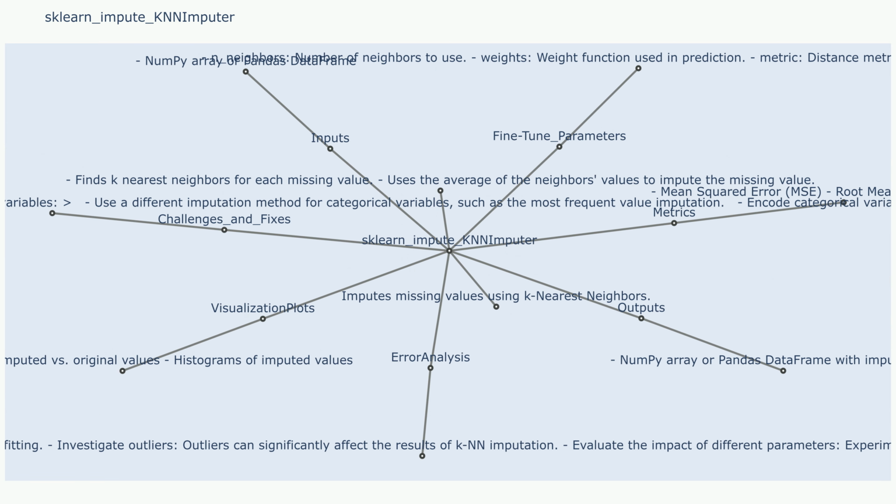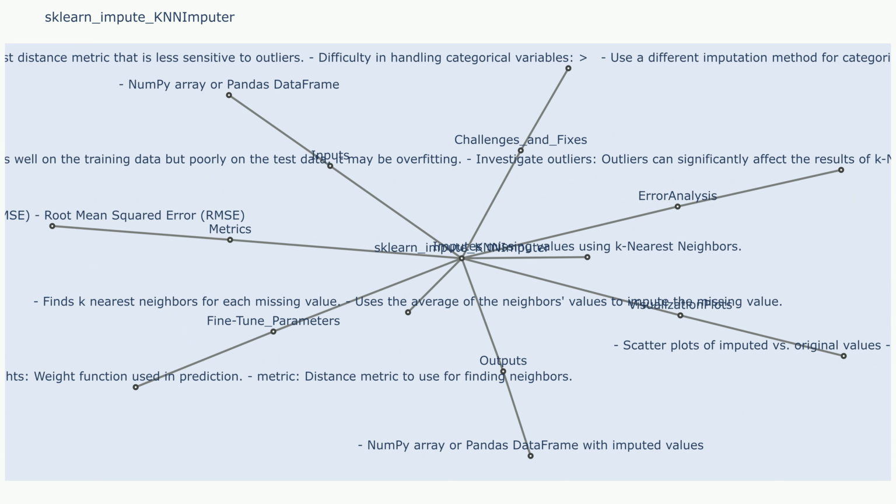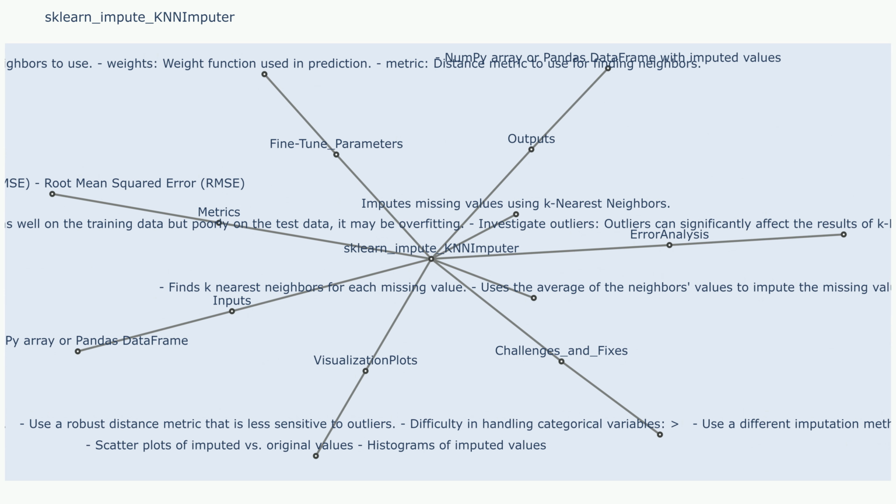Inputs. X: This is your input dataset, represented as a NumPy array or a pandas DataFrame. It should contain missing values indicated by None or NaN (not a number). n_neighbors: This integer parameter specifies how many nearest neighbors to consider when imputing. A higher value means more neighbors are included in the imputation process. Outputs. Imputed: The output is your original dataset with missing values filled in using the KNN imputation method.